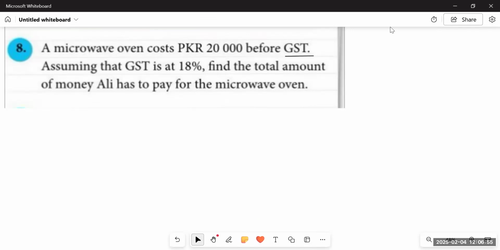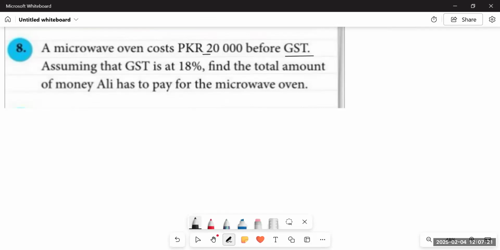So if a microwave oven costs PKR 20,000 before GST, meaning GST has not been applied to this 20,000, this is the original cost of the oven, right? Assuming that GST is at 18%, what would be the final amount? What would be the total amount of money Ali has to pay for the microwave oven? So how can we find the total amount? First, we have to calculate the GST. And how are we going to find out the GST?